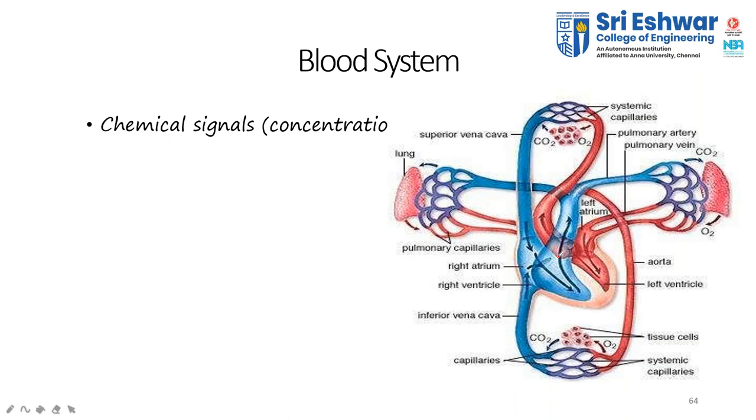As you can see here, we have the blood system. This is your lungs, left lung and right lung. The blood is carried through veins and arteries. This is the pulmonary artery and this is the pulmonary vein.